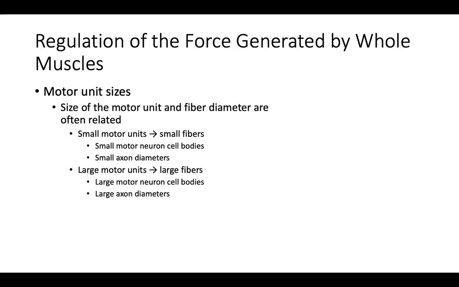A motor unit being smaller, associated with finer, more delicate movements, means that the neuron is smaller, the soma of that neuron is smaller, the diameter of that axon is smaller, the fibers attached are smaller, and then there are less fibers attached as well. Contrary, we have larger motor units associated with larger, more strenuous or postural function. That's going to have larger axon diameters, larger cell bodies, a larger number of fibers attached, and then larger fiber diameters. Okay.